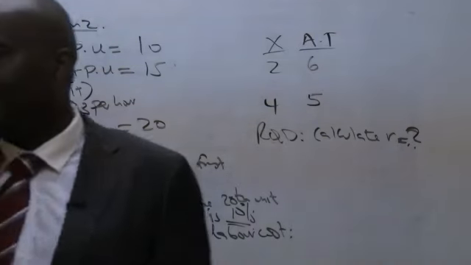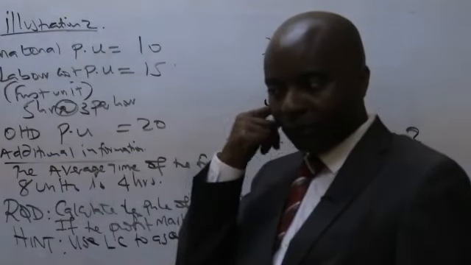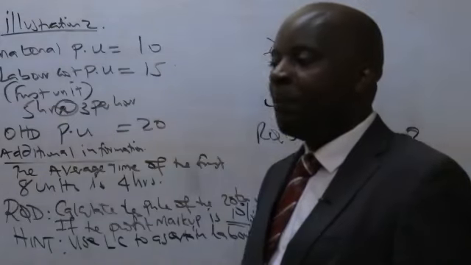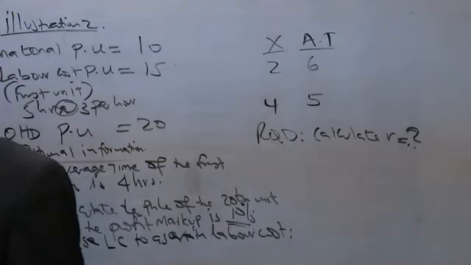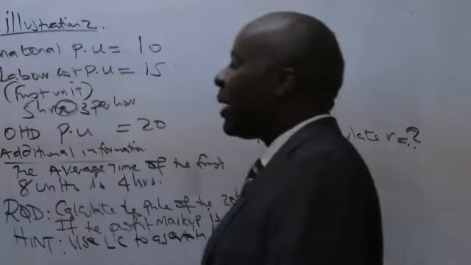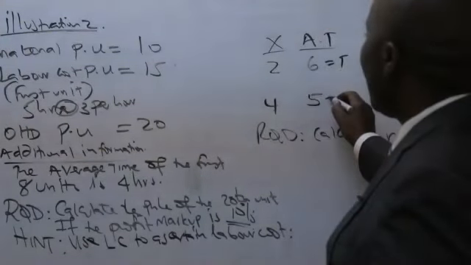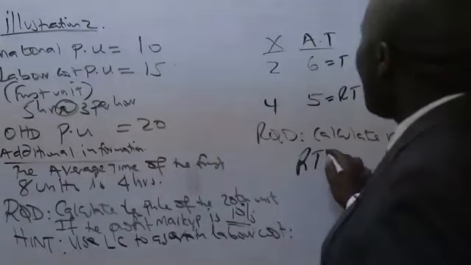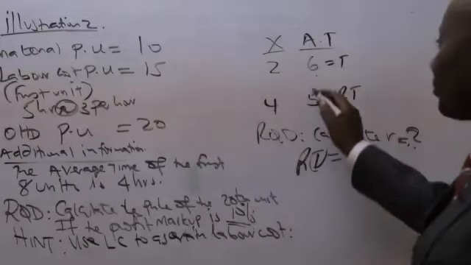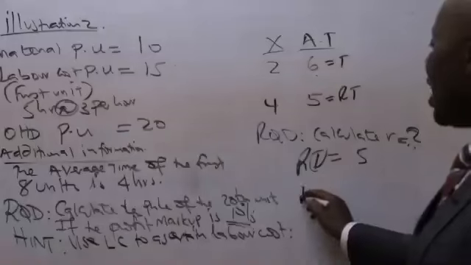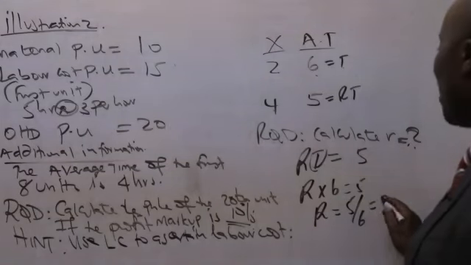It's only one student who has been able to see that. 83%. Yes, thank you very much. What these students have been able to discover is that there is a doubling effect. So this will be T, this will be RT. We are saying that our RT equals 5. And we know the initial time was 6. So R times 6 equals 5, so R equals 5 over 6, which will be 83%.